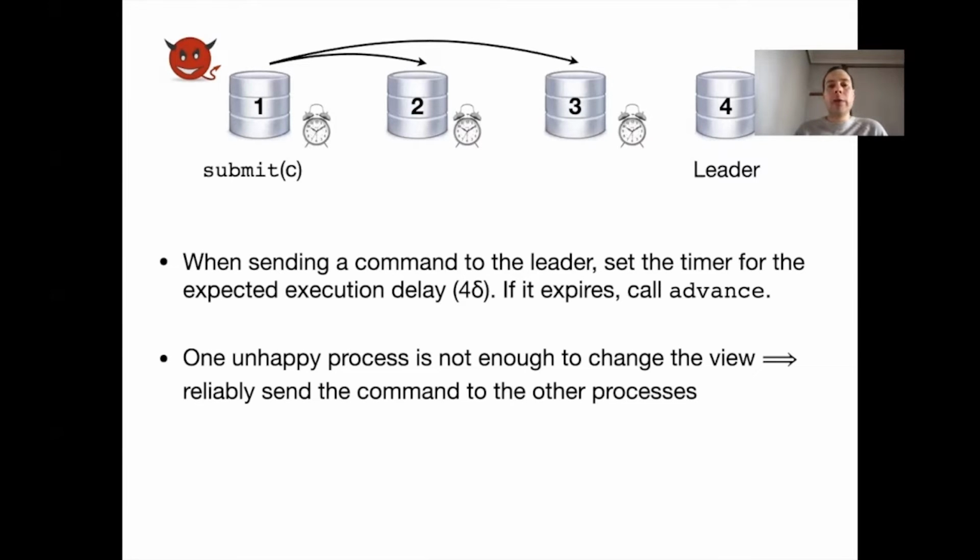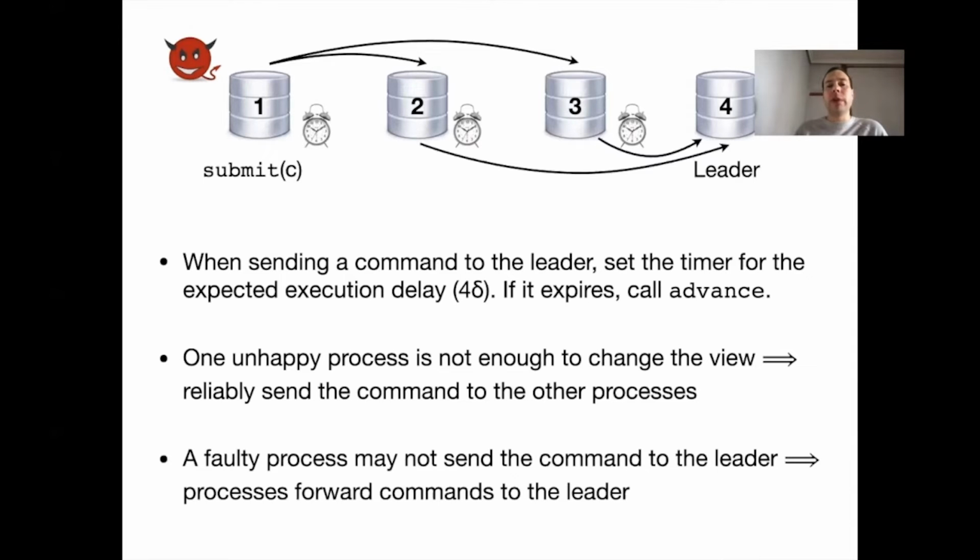So to deal with this, each process, when it receives a command forwarded by another process, will also forward it to the leader. And in this way, we make sure that the leader can actually execute this command, and we don't falsely suspect correct leaders. Okay, so this is the overall scheme of the PBFT protocol.